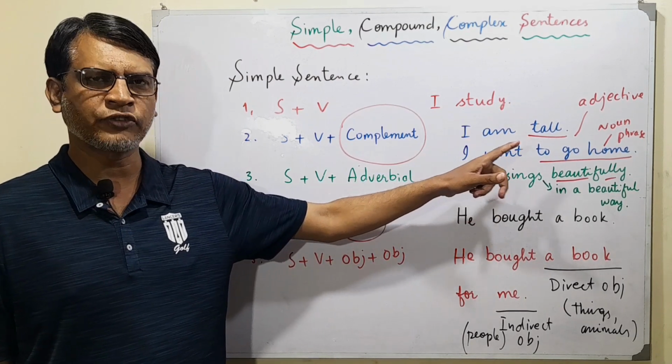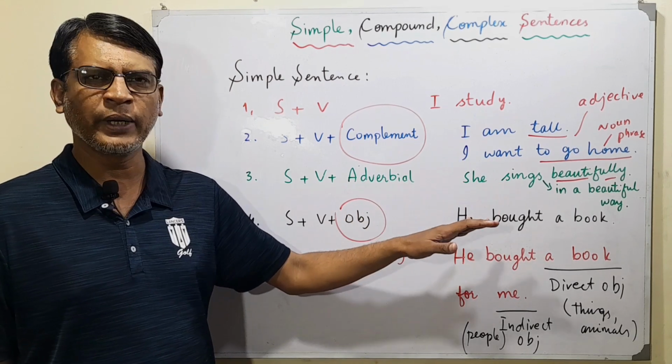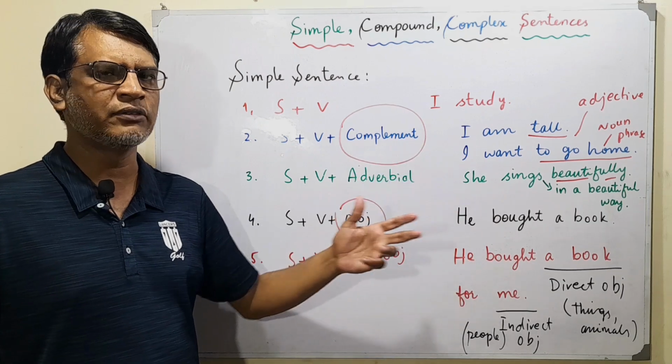To go home is a noun phrase. Subject, verb, and adverbial: she sings beautifully, in a beautiful way. So beautifully is an adverb, and in a beautiful way is an adverb phrase.